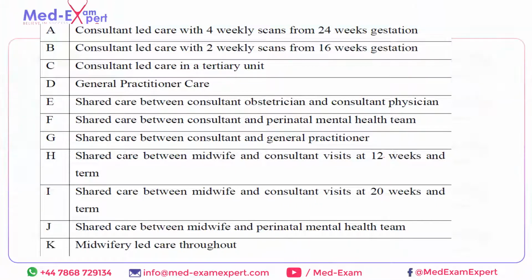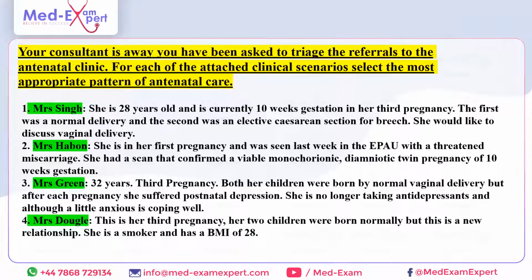Okay. Next, Mrs. Douglas, this is her third pregnancy. She has two children who were born normally, but now she is in a new relationship, and she is a smoker and has a BMI of 28. That means she is overweight, and she is a smoker.